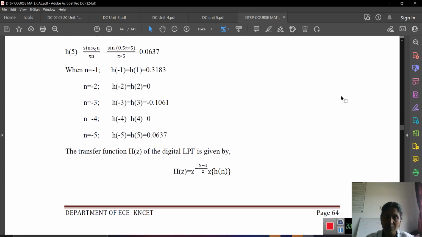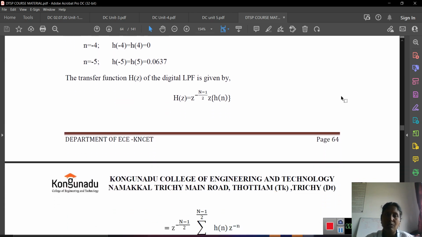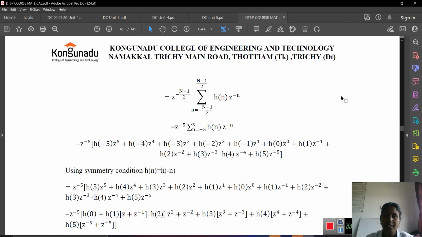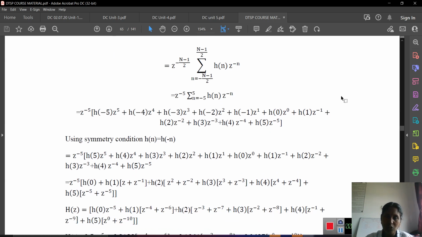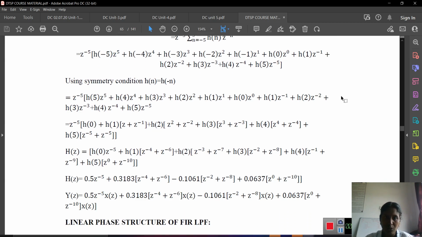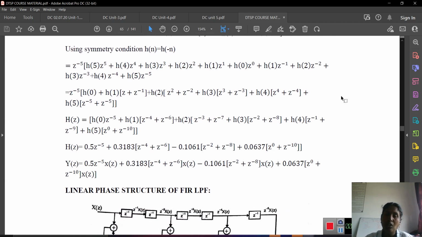Symmetric condition is also followed, no? So at a time n equal to minus 1 means h(minus 1) equals h(1). n equal to minus 2 means h(minus 2) equals h(2). So it is symmetric, so minus and plus also have the same value. So we have to apply it. So finally we go for the transfer function, H(z) equals z^-(N minus 1)/2 into H(z). If you apply the h(n) values elaborately, we get the result. Okay, the symmetric condition is followed here, h(n) equals h(minus n), so that value is repeatedly the same.